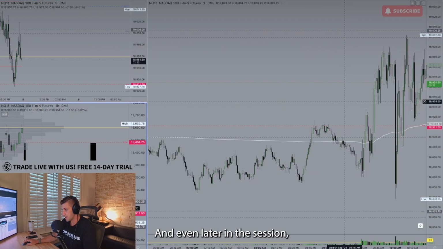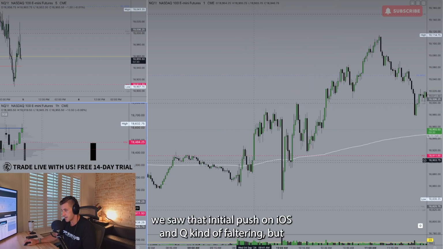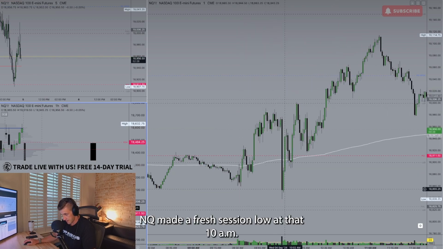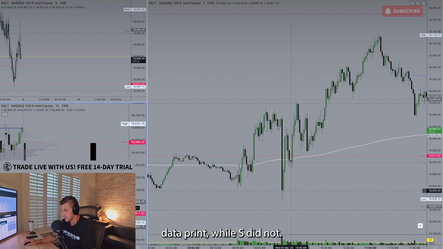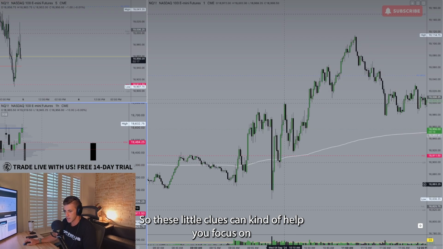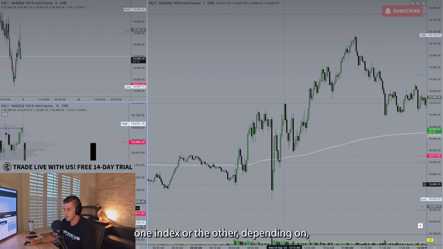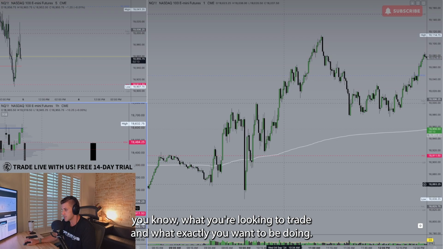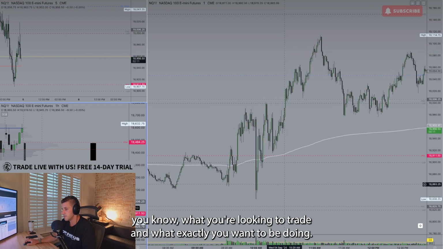observed off the open, and even later in the session, we saw that initial push on ES, NQ kind of faltering, but NQ made a fresh session low at that 10 a.m. data print, while ES did not. So these little clues can help you focus on one index or the other, depending on what you're looking to trade and what exactly you want to be doing.